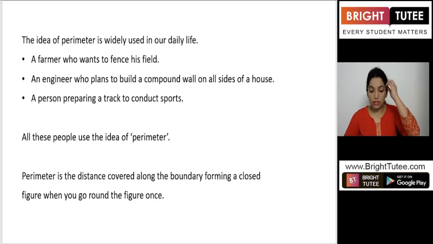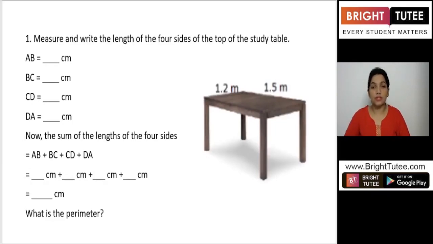It says that all these people use the idea of perimeter. Perimeter is the distance covered around the boundary, forming a closed figure when you go round the figure. Very simple to remember. Let us see some questions and then we'll understand this much better.